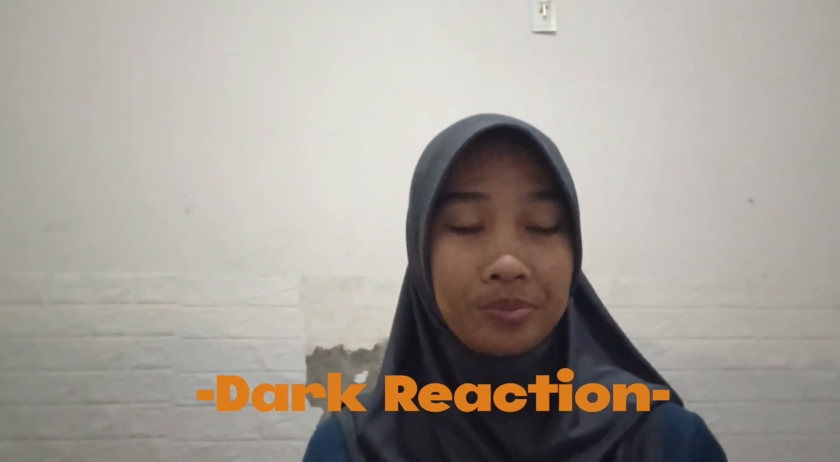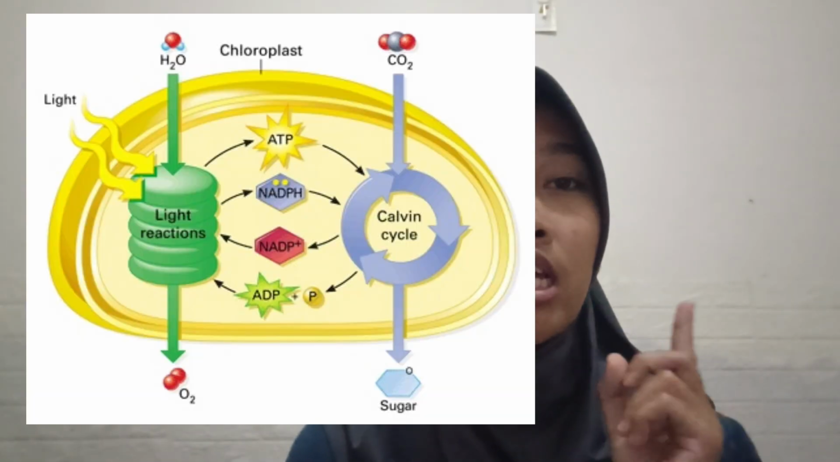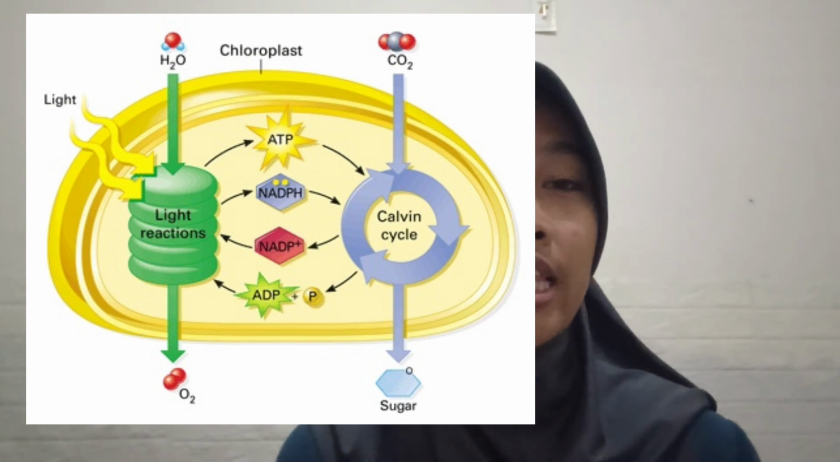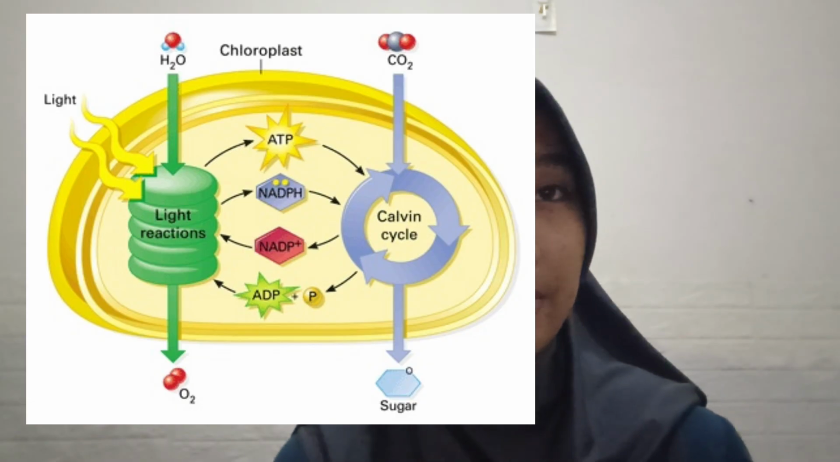And the products from the light reaction are ATP, NADPH, and oxygen released from the water. The next reaction is the dark reaction. The dark reaction or Calvin cycle doesn't need direct light. It uses ATP and NADPH from the light reaction to convert carbon dioxide into glucose.